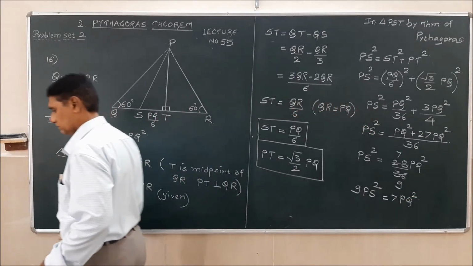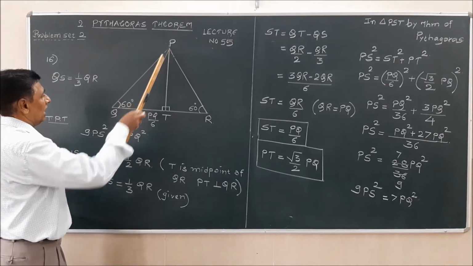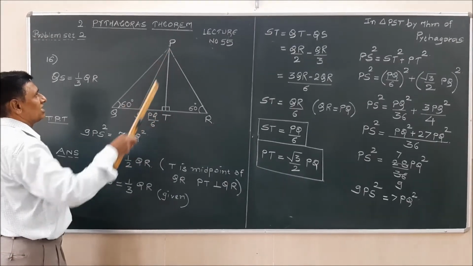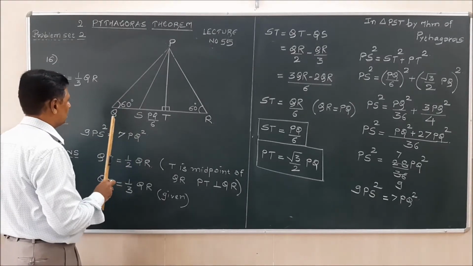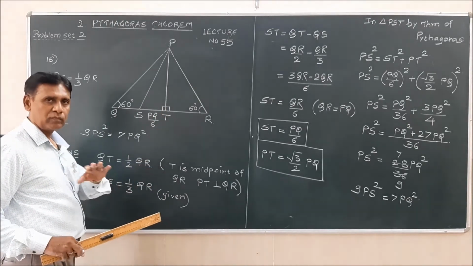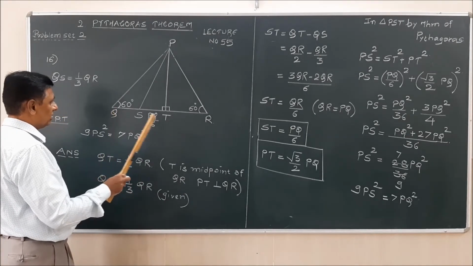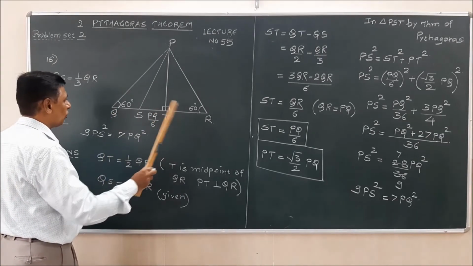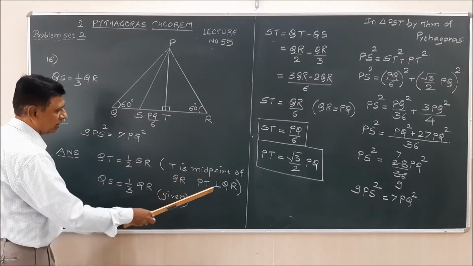Okay, dear students, please try to understand. Very important sum from examination point of view. So first of all, you will find I try to get ST as well as PT in terms of PQ. So first of all, you will find QT, this is perpendicular, it is not mentioned in the textbook, but please make a correction. QT is half of QR. T is a midpoint of QR, PT is perpendicular.